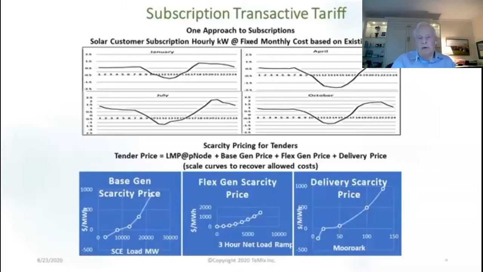So there's a curve that's created, and we create that curve using their judgment, my judgment, and then we scale that curve based on the forecasted loads on that circuit to recover approximately the annual fixed cost of that circuit, and then update that from year to year. We also add to that the losses on the circuit based on the marginal costs, marginal losses, and the Cal ISO energy price.